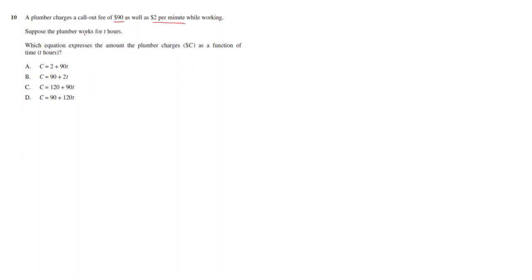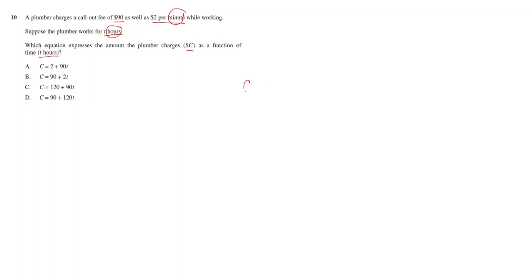Then you're told that the plumber works, say, for T hours. T can be any number, but note this is hours and this charge is per minute. Be careful about this. Then what you're told is which equation expresses the amount the plumber charges. We represent that by $C, as a function of T hours.